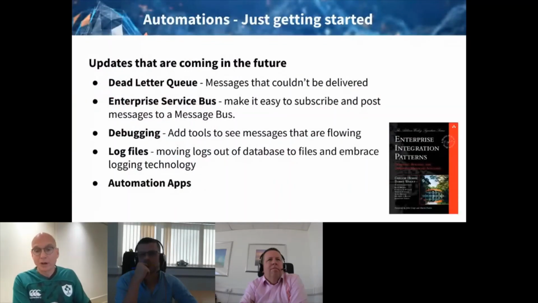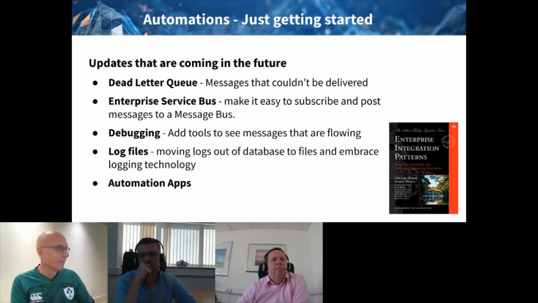And of course, automations, we've just started. If you want to know our roadmap, this Enterprise Integration Patterns book has it all right out there. We're working through this based on customer feedback, what people want to see. Dead letter queues are coming. We added guaranteed delivery recently, but what if something can't be delivered even after you try? We're going to make it easier for you to capture all those. Enterprise service bus, being able to define the service bus and what's on it, so that then you can use it. Improved debugging is a big one. Improved logging, being able to put logs in log files and also embrace other logging. And then automation apps as well.